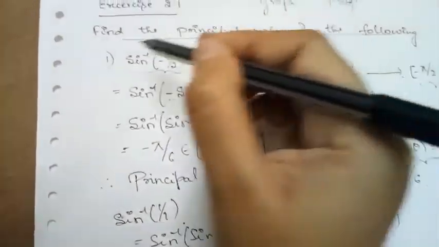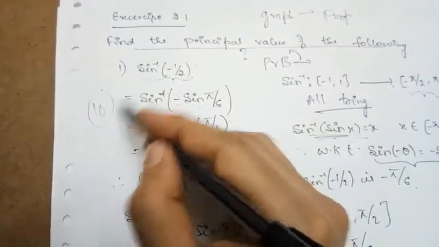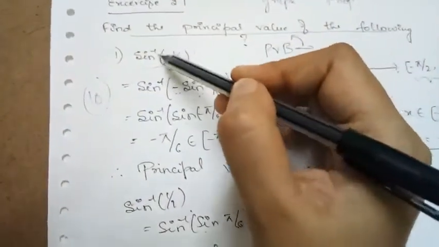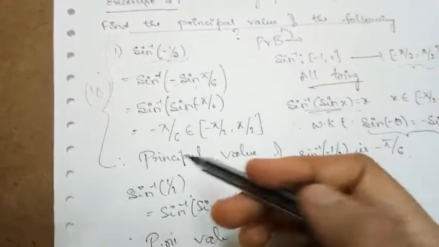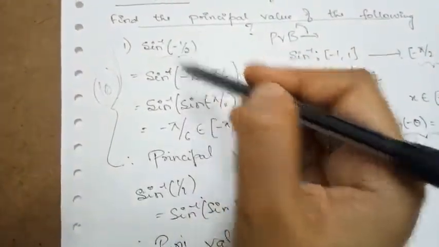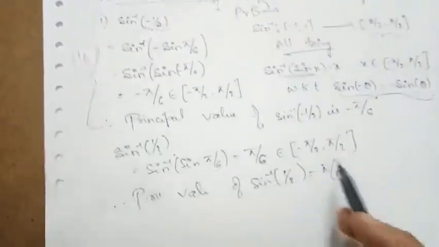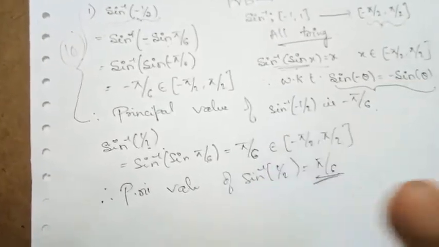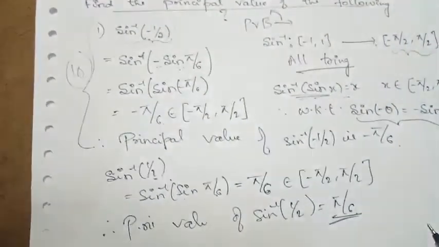In your NCERT there are hardly 10 questions based upon the principal value. So for each question take the negative and try to solve it by yourself. Here the question was sine inverse of minus 1 by 2. This is one question. Another question I created myself by taking the opposite sign. Here they have given minus, so I have taken plus 1 by 2 and find the value. By this the practice is also going to happen for you to solve these types of questions. So this is the first question of your NCERT textbook.